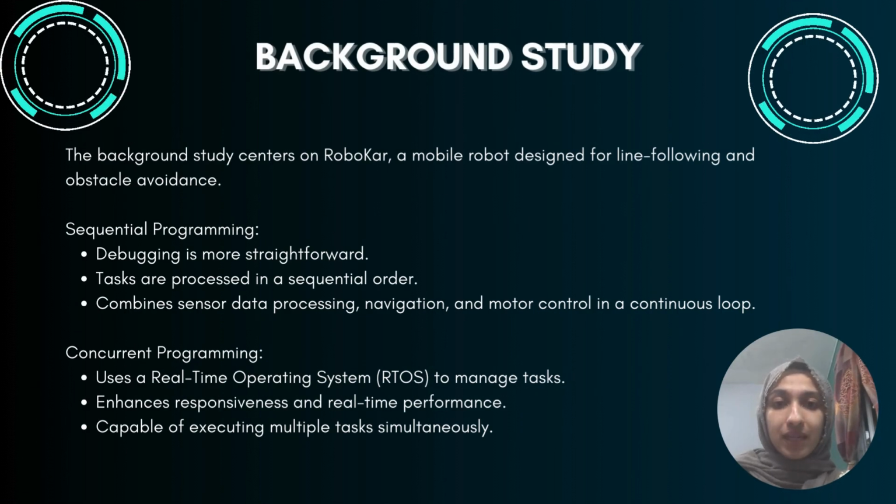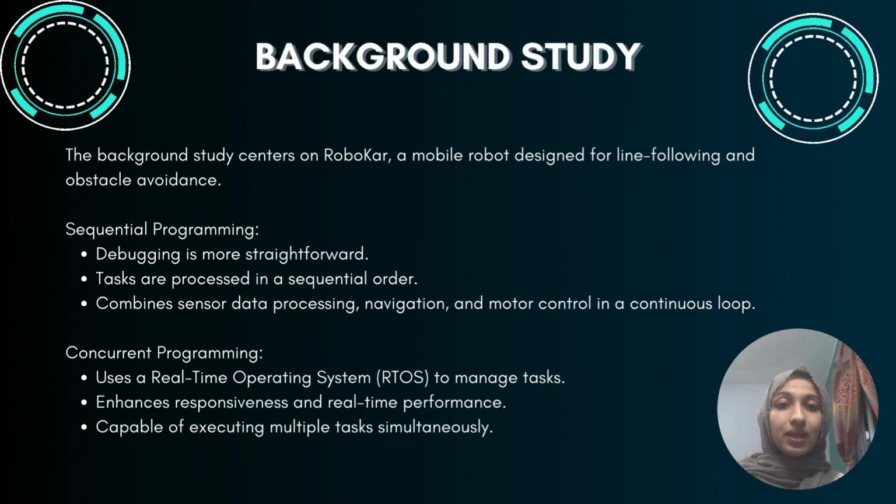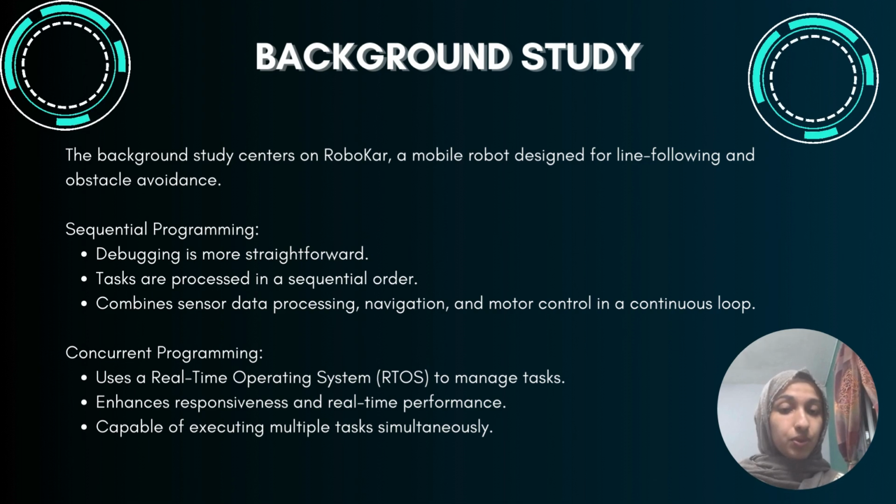This is a short background study for RoboKar. RoboKar is actually a mobile robot designed for line following and obstacle avoidance. For this, we have used two kinds of programming: one is sequential programming and the other is concurrent programming.